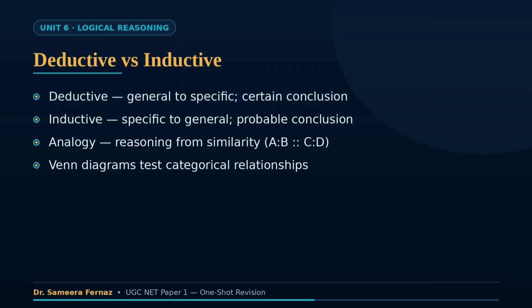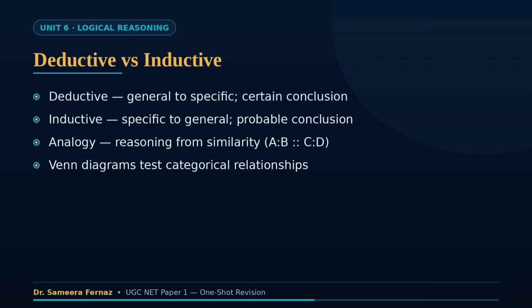Deductive versus inductive, two reasoning types. Deductive goes from general to specific and gives a certain conclusion. Inductive goes from specific to general and gives only a probable one. Analogy means reasoning by similarity, and Venn diagrams help with category questions.